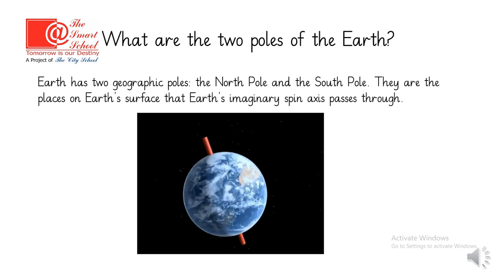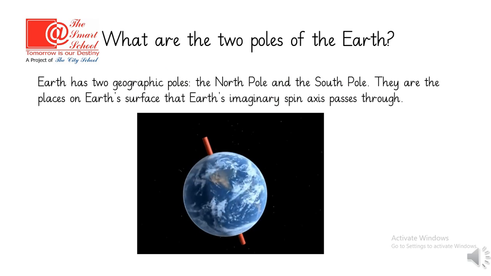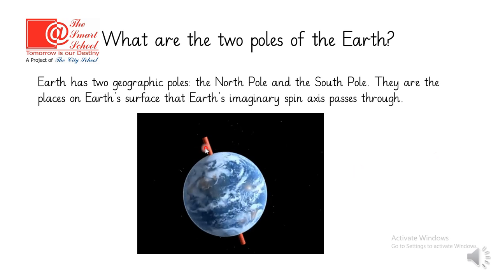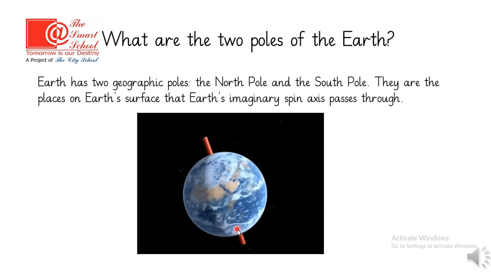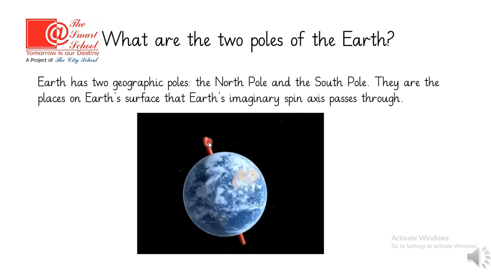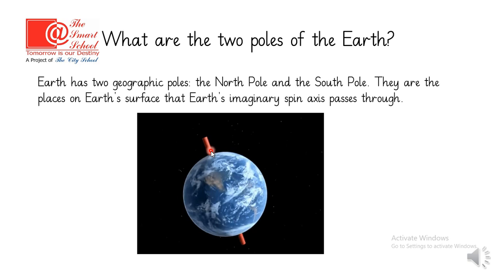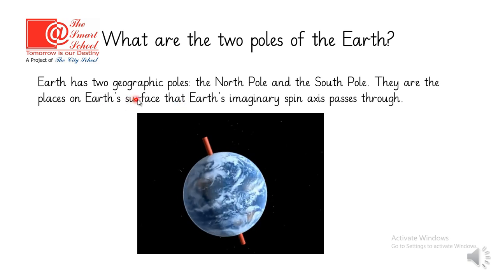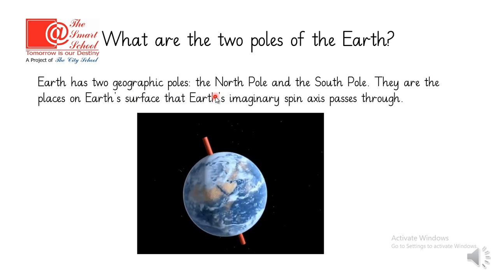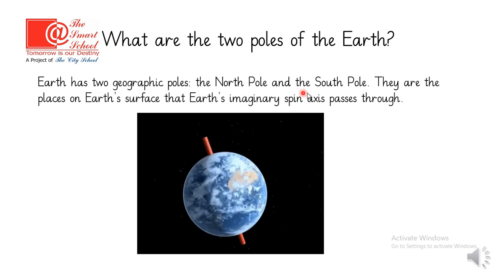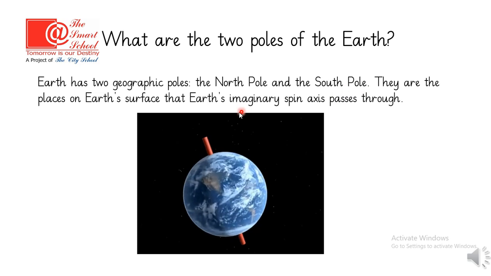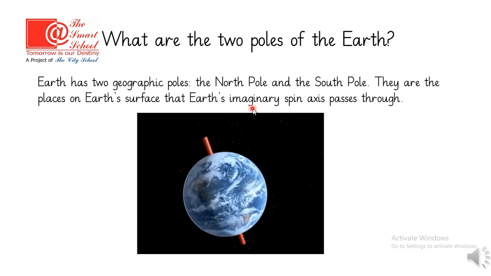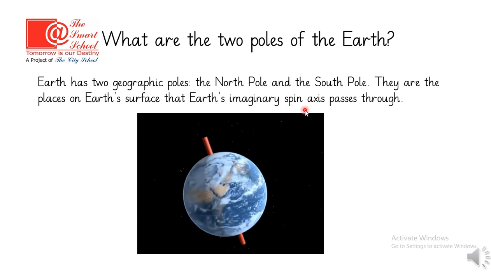So students, what are the two poles of the Earth? Can you see this line? It is the Earth's axis on which it rotates. Now, Earth has two geographic poles, the North Pole and the South Pole. They are the places on Earth's surface that Earth's imaginary spin axis passes through.